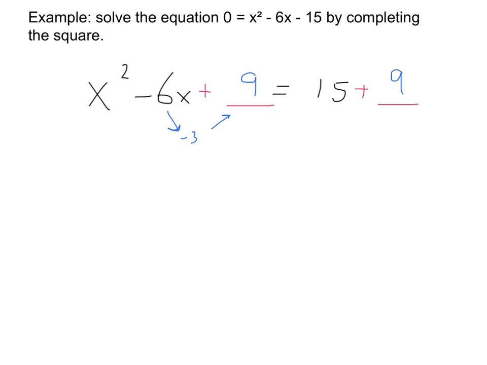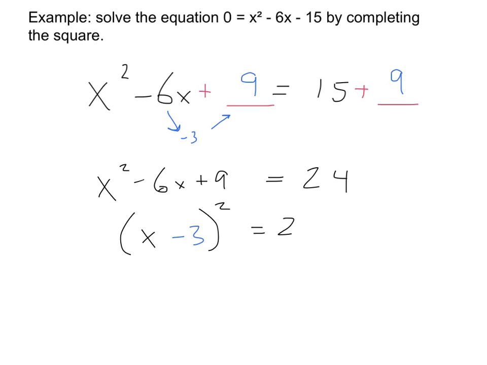Right? Now that I've done that, the left-hand side of my equation is x squared minus 6x plus 9. And the right-hand side of my equation, I can add those numbers together to get 24. Now the left-hand side is, this is now a perfect square. I can write this in its factored, in its binomial squared form, and it always uses this number, this half the middle term number, that negative 3, that's going to show up here. We're going to have x minus 3 squared equals 24.